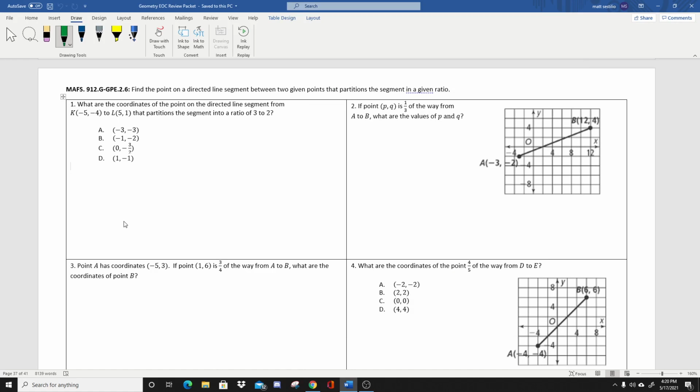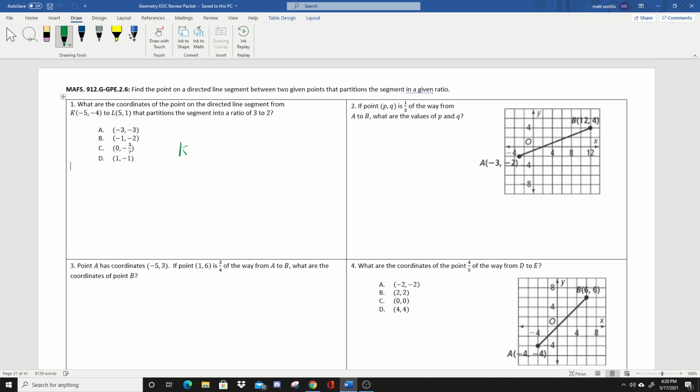So for this first one, they want us to find the point that is essentially a ratio of 3 to 2. It means you've got 3 on one side and 2 on the other side, but this would basically be the same thing as finding a point that's 3/5 of the way from K to L. And so how you really attack these problems is we're going to figure out how far K is from L to begin with, in terms of the X direction and the Y direction.